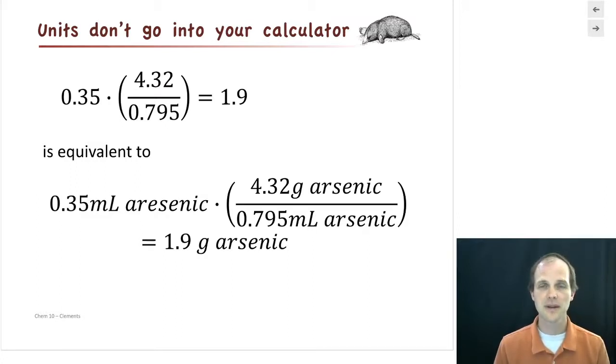And so one of the things you want to practice in this class is not getting overwhelmed by all the units that we have. Remember, units and numbers are actually kind of two separate problems. We can work out the numbers on our calculator, and we can work out the units in a way that I'll show you later on in one of these videos for this part of our class. So just be aware, those two are the same. You'd enter in 0.35 times 4.32, divide by 0.795 for either one of those problems.